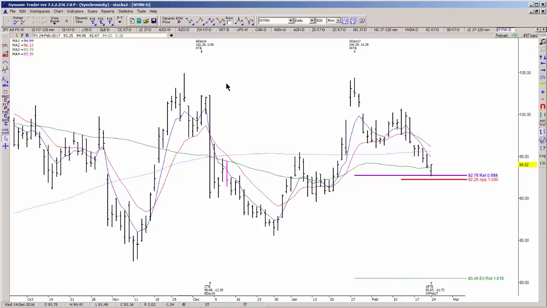Well, we would also run the extension of this low to this high, and you can see that there's a 1618 extension of this swing. That's not too far away from that support. We went slightly through it, but it's not enough to negate that as a decision.